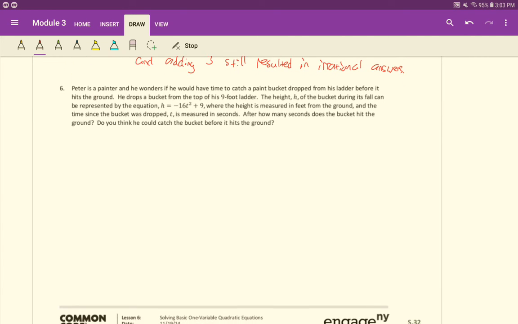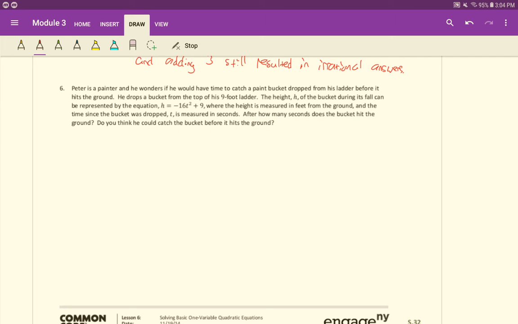Finally here, we have Peter. Peter is a painter, and he wonders if he would have time to catch a paint bucket dropped from his ladder before it hits the ground. He drops a bucket from the top of his 9-foot ladder. The height h, that's important, so h represents height, of the bucket during its fall can be represented by the equation h equals -16t squared plus 9, where the height is measured in feet from the ground, and the time since the bucket was dropped, t, is measured in seconds. So t is time in seconds, h is height in feet off the ground. After how many seconds does the bucket hit the ground? Do you think he would catch the bucket before it hits the ground?